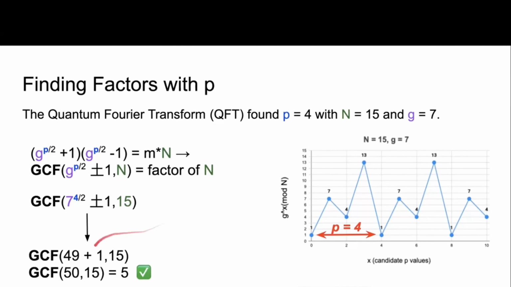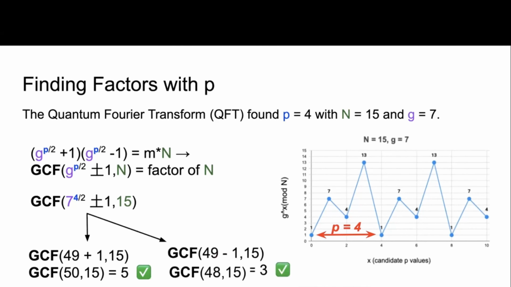We see that 49 plus 1, or 50, and 15, they share a greatest common factor of 5, so a factor of 15 has been found. And then if we do subtraction, 49 minus 1 and 15, 3. So another factor has been found.